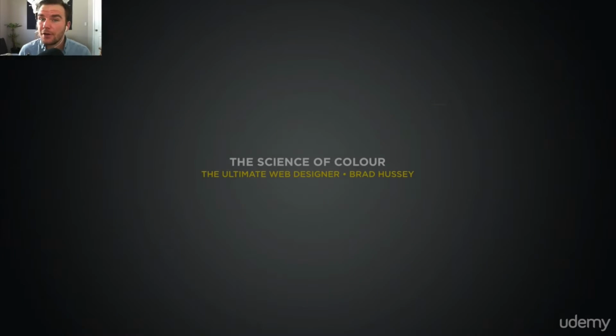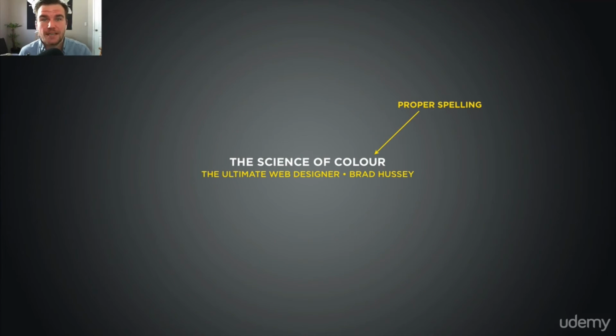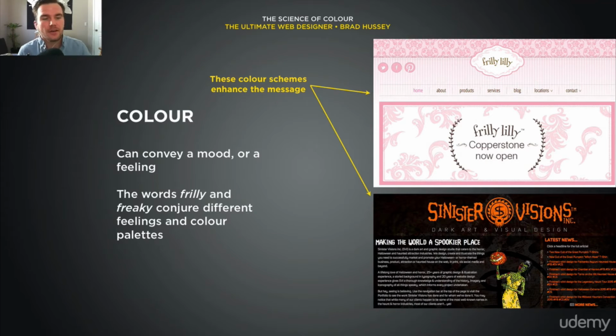The science of color, and this, by the way, is the proper spelling. Color can convey a mood or a feeling. So, for example, the words frilly and freaky conjure different feelings and color palettes. Here in the examples, you can obviously see Frilly Lily and Sinister Visions have very different color schemes and feelings that are evoked with their color.